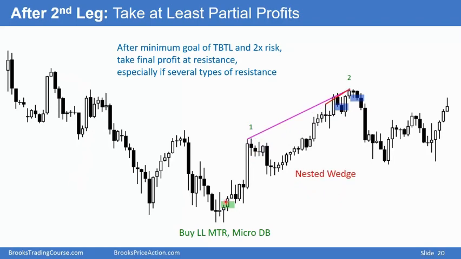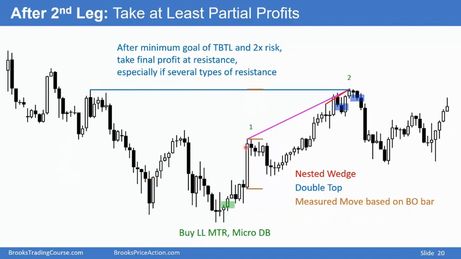Nested wedge, strong breakout, second push, third push, and we have a smaller wedge here. Reasonable to exit below that bear bar, even below that little bear bar. It's also a double top, resistance at the prior lower highs in the bear trend.